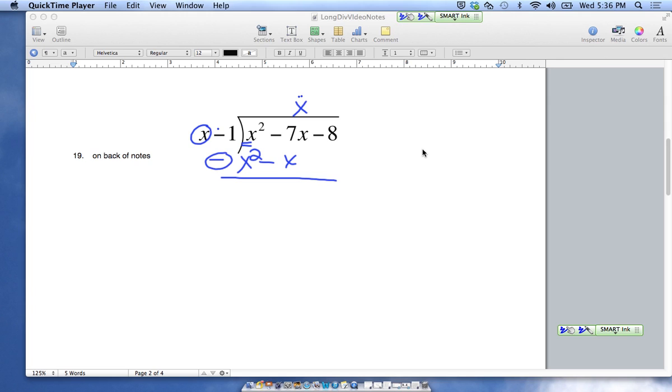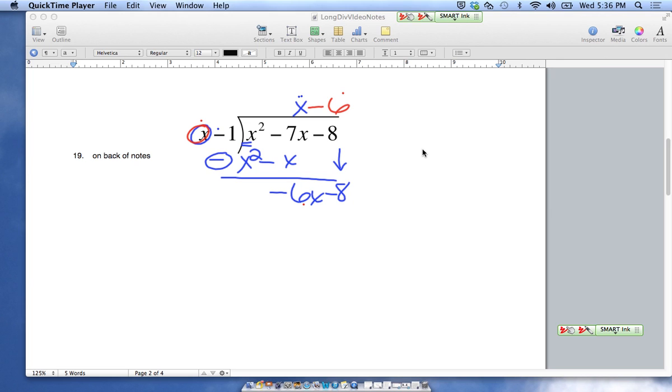And I'm taking the opposite, I'm subtracting the two, taking the opposite. X squared minus x squared is 0. Negative 7 minus negative x leaves you with negative 6x, and then negative 8 slips down. And then the process starts over again. You're now comparing the x to negative 6x. So the missing factor would be negative 6, and then you start the process again.